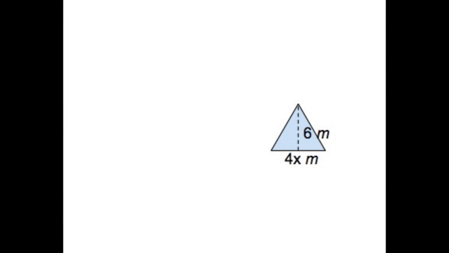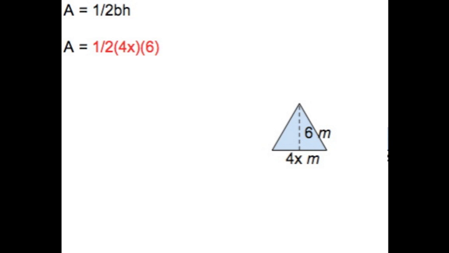Let's write an algebraic expression that represents the area of the given triangle. The formula for the area of a triangle is 1/2 times base times height. Our base is 4x and our height is 6. So after substituting these into the formula, we have area equals 1/2 times 4x times 6. We can now multiply all three of these terms. We will start by multiplying 1/2 and 4x.